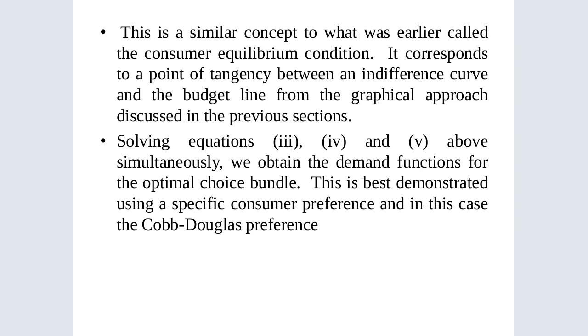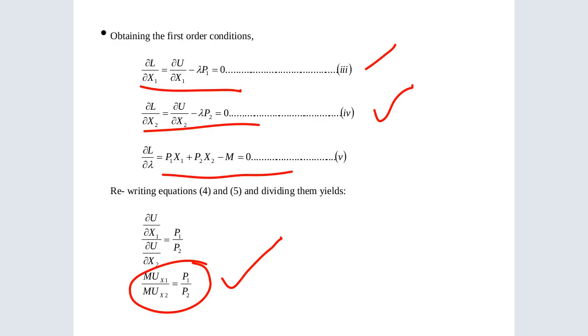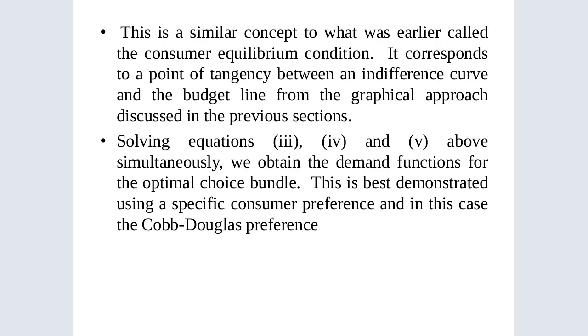So this is equivalent to what we have here, that is, the marginal utility of commodity 1 over the marginal utility of commodity 2 is equal to the price of commodity 1 over the price of commodity 2. That is, the marginal utility of commodity 1 times the price of commodity 2 would be equal to the price of commodity 1 times the marginal utility of commodity 2.